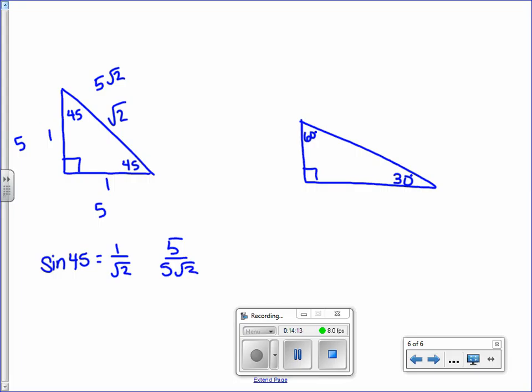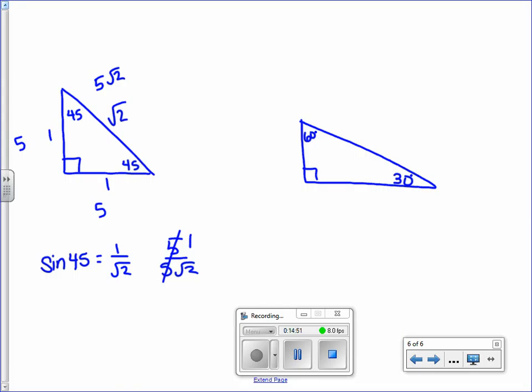What's going to happen? If these are always the same, they're always the same. The sine of 45 degrees is 1 over the square root of 2, which we're not going to leave like that. We're going to rationalize it. If I had 5, 5, and 5 times the square root of 2, it's still going to be 1 over the square root of 2, because if you put 5 over 5 times the square root of 2, the 5's cancel out, and you're left with 1 over the square root of 2.